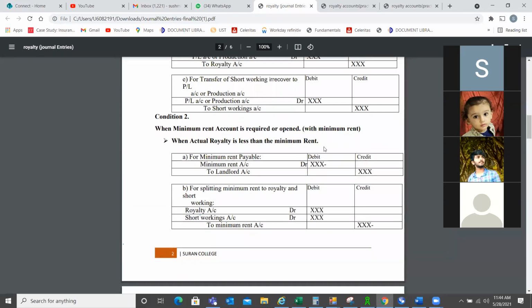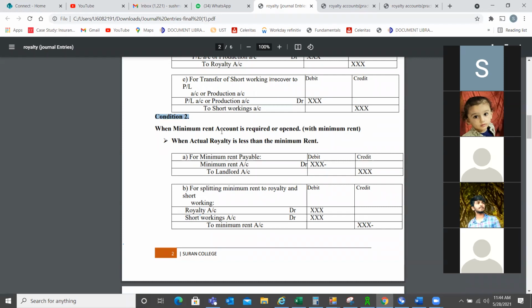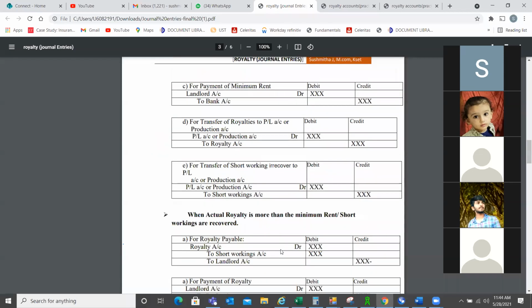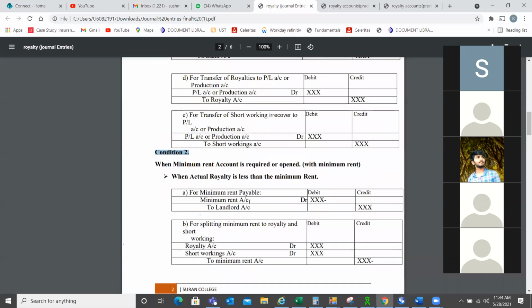Condition 1, 2. Condition 2 or condition 1? Condition 2 applies. I guess we know that it's a without, this is with minimum rent. But in that we have element 1 and element 2. Okay, tell me, element 1 applies or element 2 applies? Element 1. Yes, Nandini.